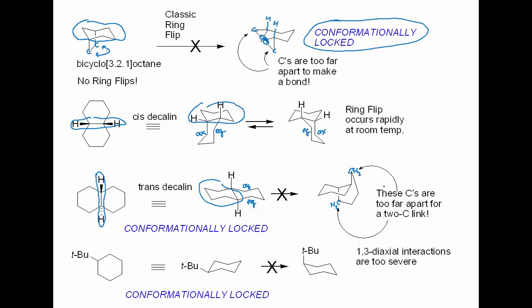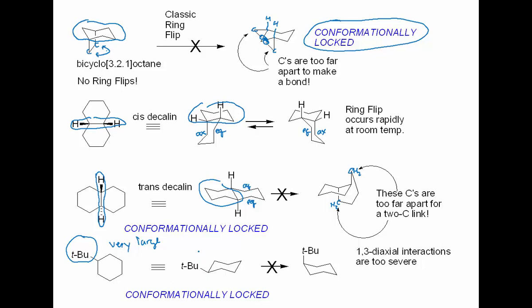Another conformationally locked system is t-butyl cyclohexane. And the reason for that is kind of simple. T-butyl is just very large. And it's so large, in fact, that it doesn't want to do this process here. The 1,3 diaxial interactions are too severe. So t-butyl cyclohexane derivatives typically anchor themselves in a conformation where t-butyl is equatorial.